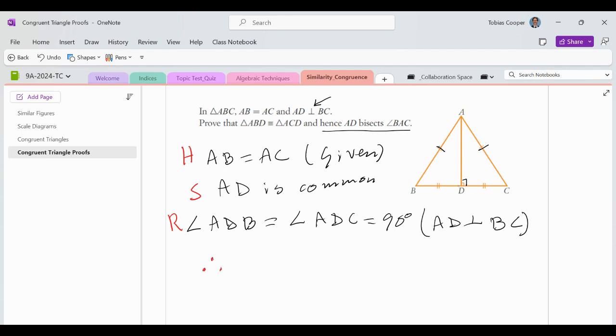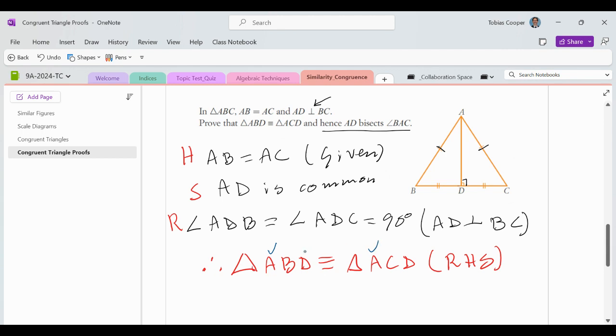So therefore, we can say triangle ABD is congruent to triangle ACD. Reason being, RHS, right angle hypotenuse side. And make sure that you check vertices match. A matches with A, B goes with C, and obviously D goes with D. That works. Now the last bit of the question is, hence, prove that AD bisects angle BAC.